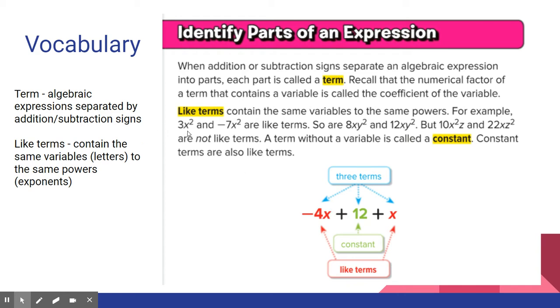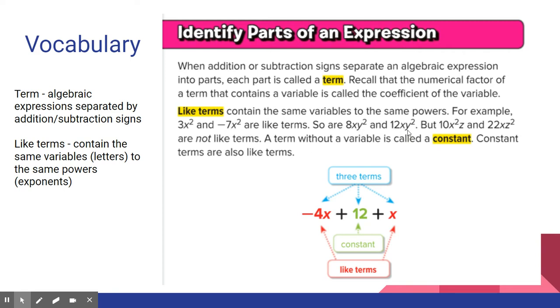Go back up here to the paragraph. 3x squared and negative 2x squared are like terms because they have the same variable. We don't look at the coefficient. We don't look at this number. We look at the x squared. Because it has the same variable and the same power, they're like terms.